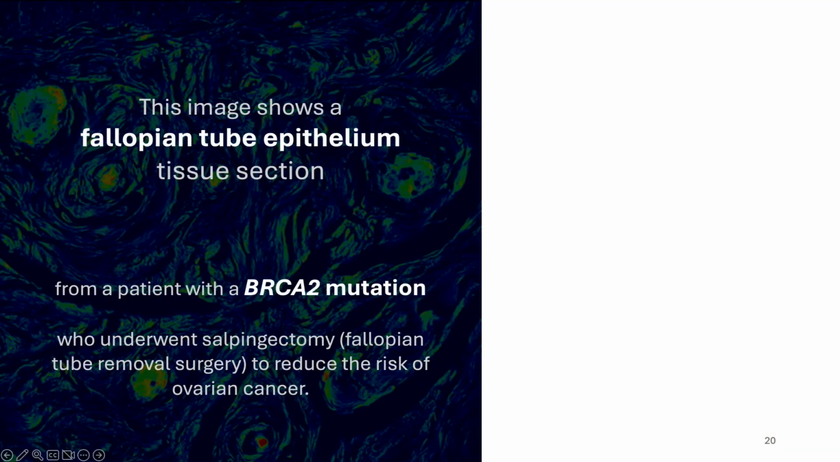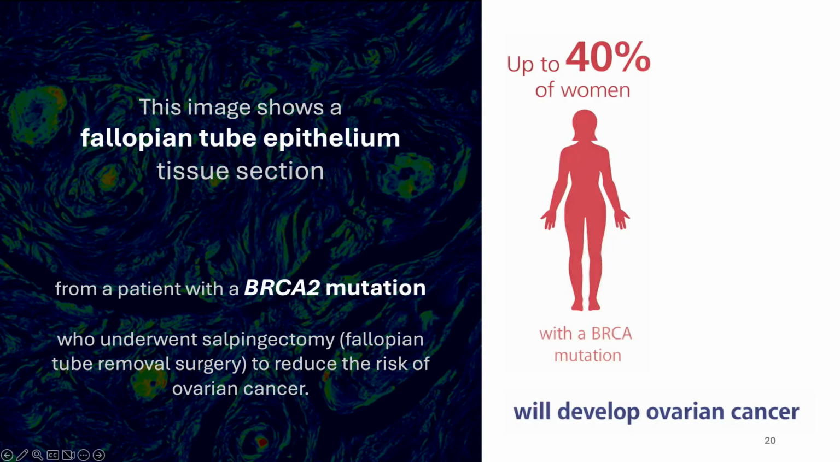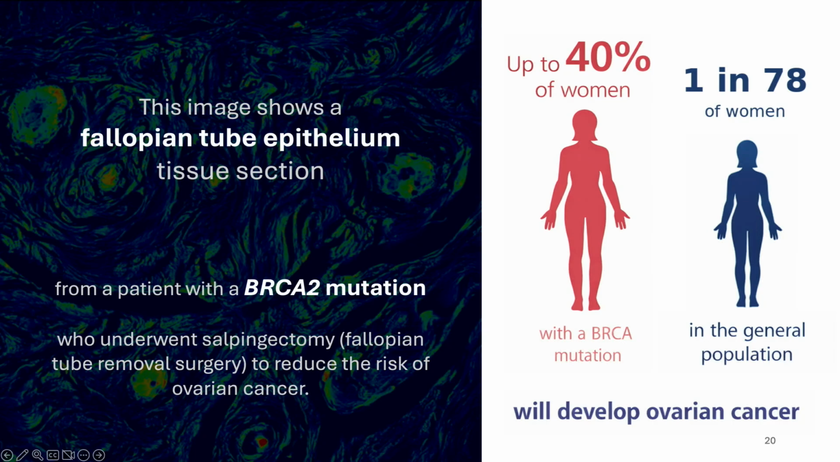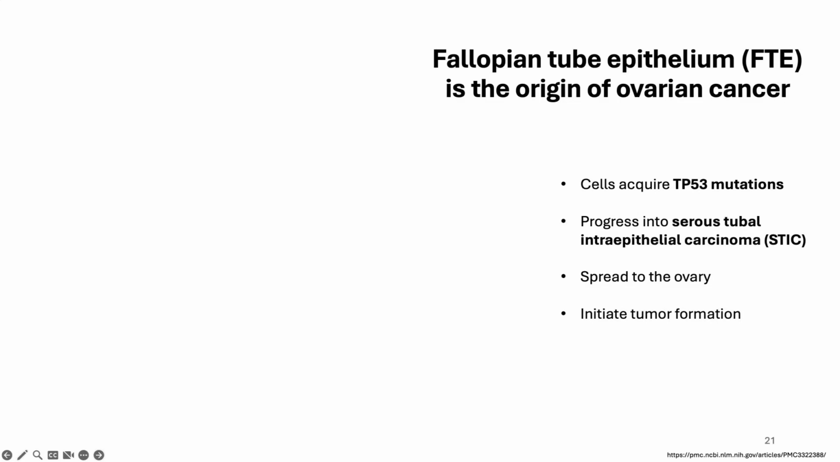Women with BRCA mutation have a much higher lifetime risk, with up to 40% developing ovarian cancer. However, ovarian cancer is not limited to the high-risk group. It also occurs in the general population, where about 1 in 78 women will develop this cancer. The fallopian tube epithelium is a known origin of ovarian cancer. High-grade serous ovarian cancer is the most common and lethal subtype.